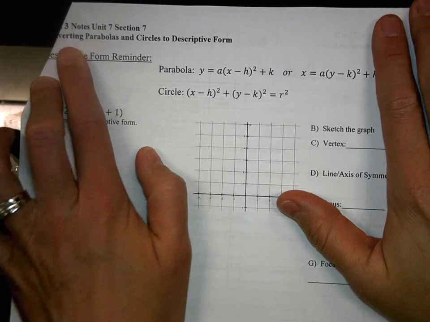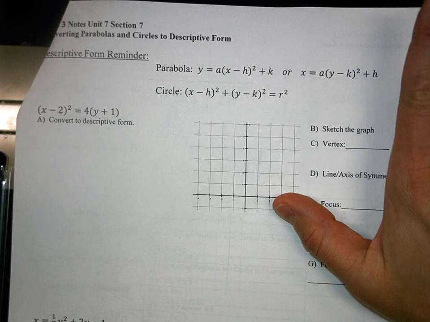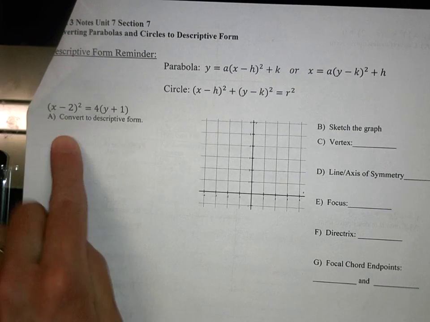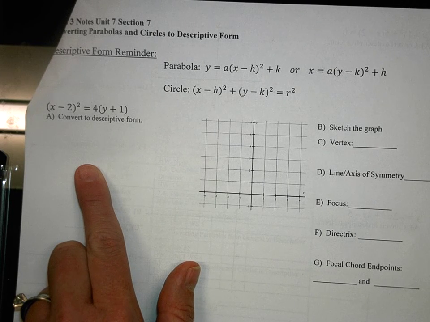Math 3, Unit 7, Section 7. So today we're talking about converting parabolas and circles to descriptive form. Oftentimes you're going to have equations and they're not going to say this is a parabola or this is a circle, okay?